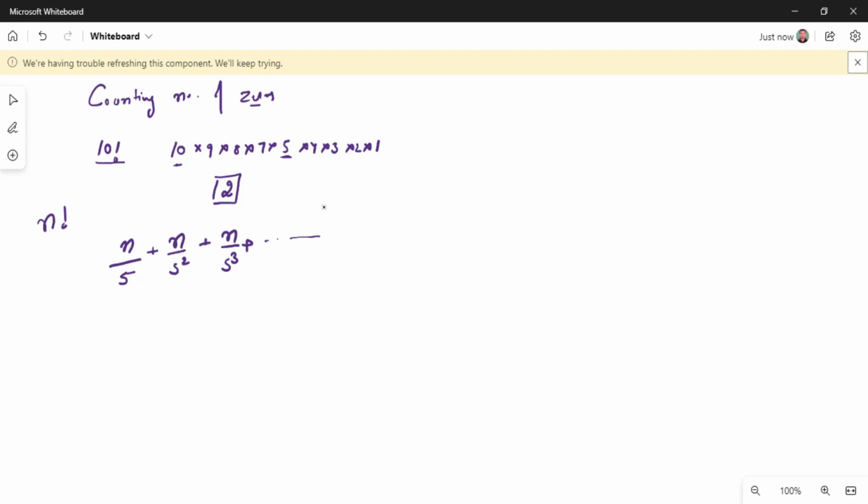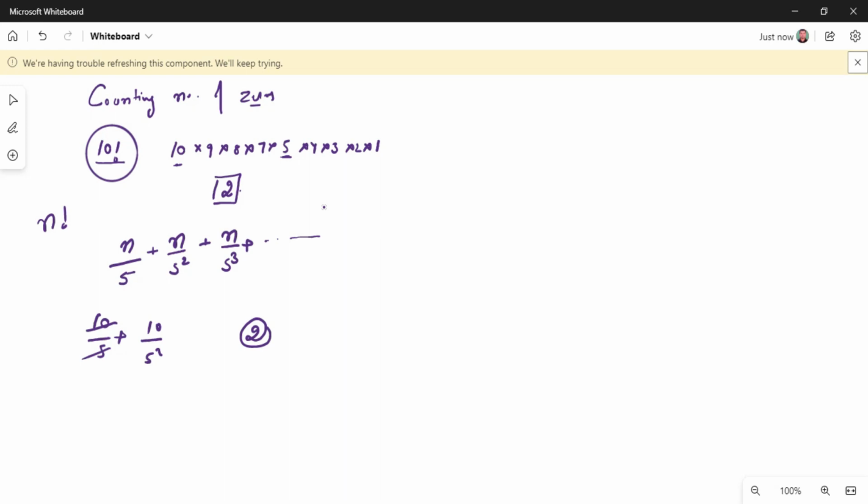Okay, so let's take the example of the given function, that is 10 factorial. If you have to find out the number of zeros in 10 factorial, so put 10 divided by 5 plus 10 divided by 5 square. So over here 10 divided by 25, we can ignore this. So 10 divided by 5, it is equal to 2, as we already calculated.